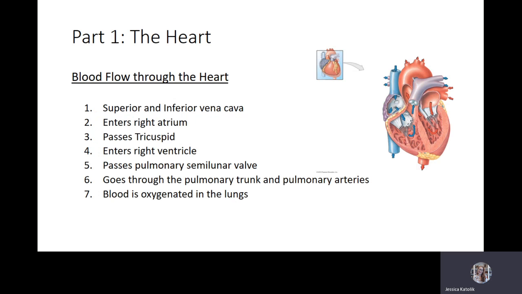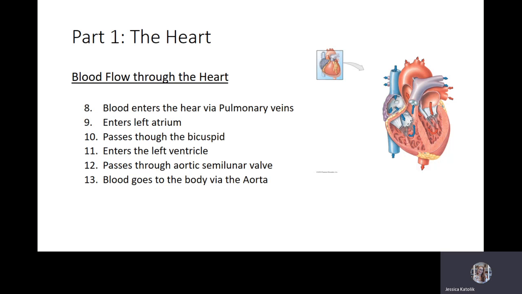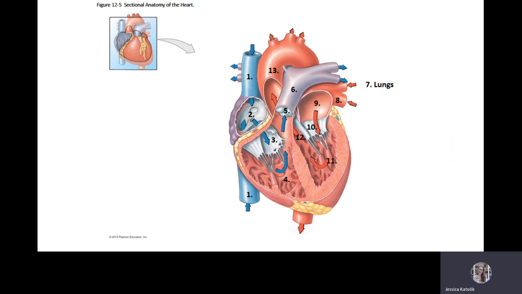As usual, I wrote out the steps for you so you can pause and take a moment to write them down. Here's the next set. Yep, there's a lot of steps. But I would like to go over it using this diagram.